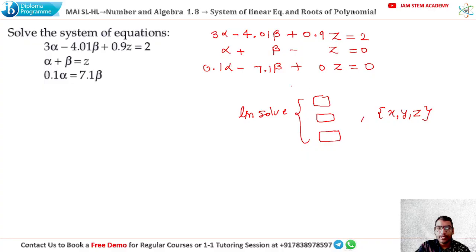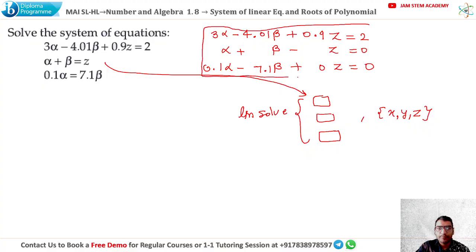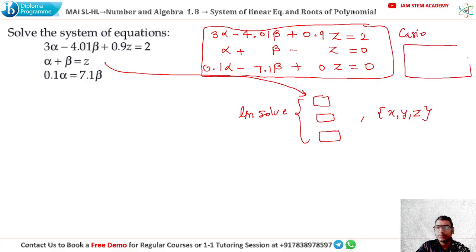So you can directly enter these values here to get your answer. If you are using any other calculator like Casio, it will not give you an option like this. That's why I gave you the standard form, because in your Casio you have to enter the coefficients. It will show you something like this, so you can enter the coefficients in a 3 by 3 matrix like this.